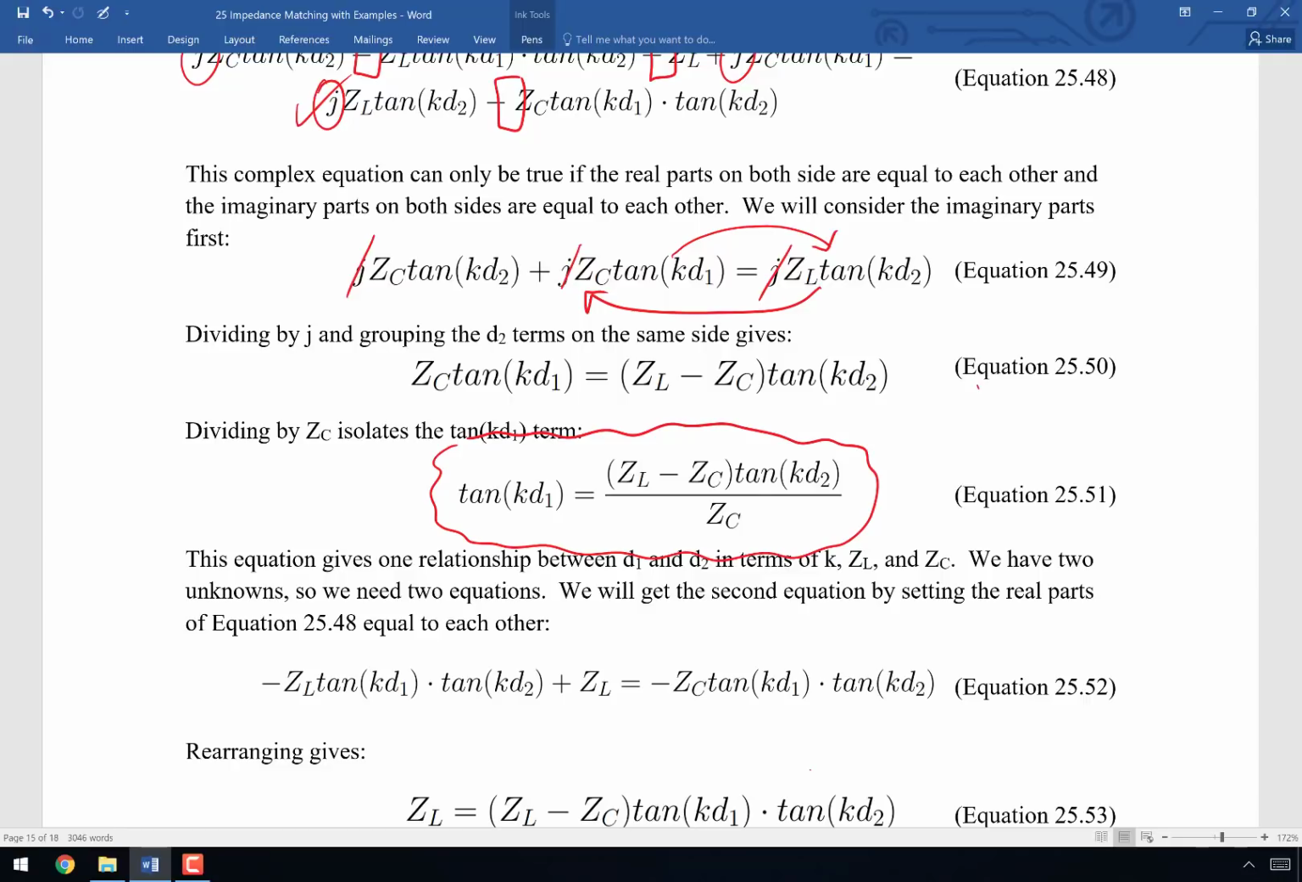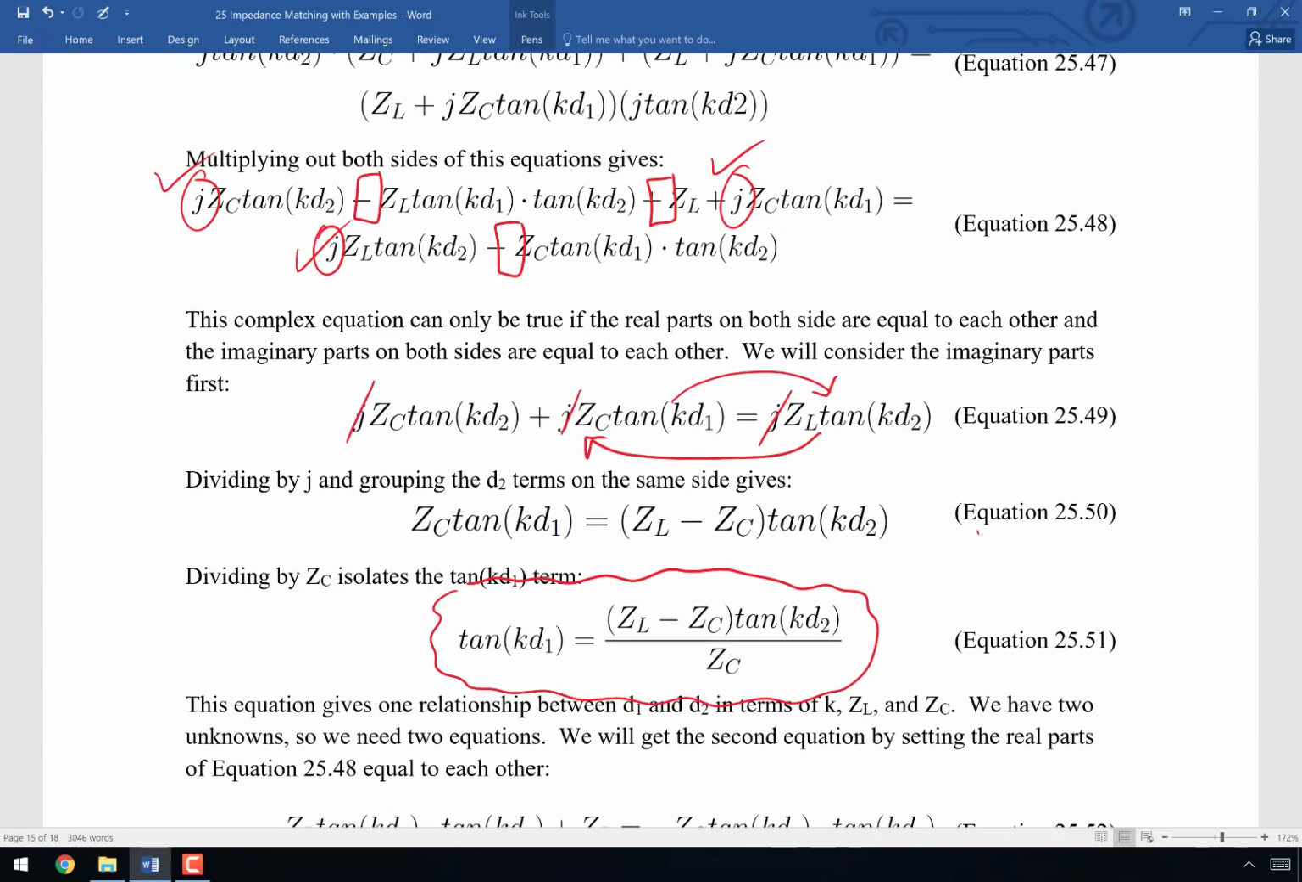Now let's do the real parts. So I'm going to come up here and I'm going to take the real parts, which is this one, and this one, and this one, and I'm going to set them equal to each other.